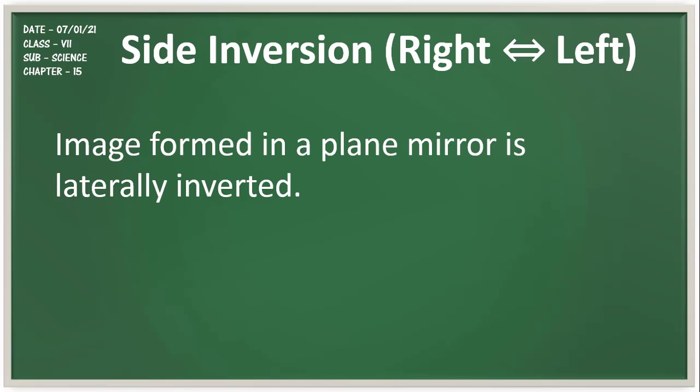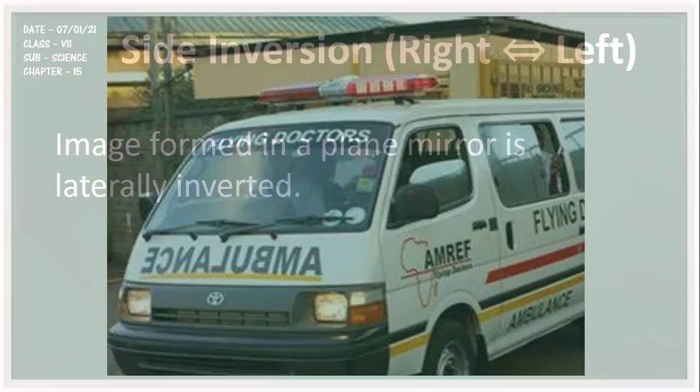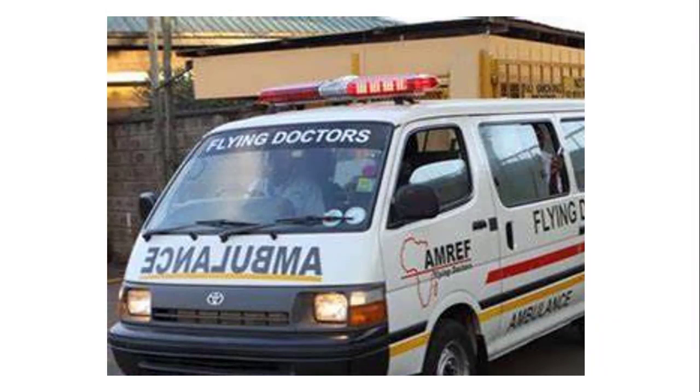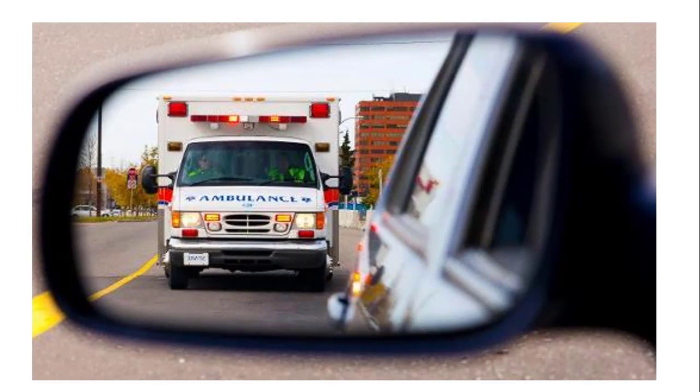So now we can tell why the word ambulance is written like this. Because when a driver of a vehicle ahead of an ambulance looks in his or her rear view mirror, then he or she can read ambulance written on it and give way to it. So it is the duty of every one of us to allow an ambulance to pass without blocking its way.